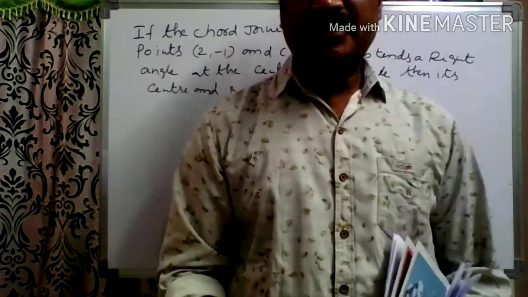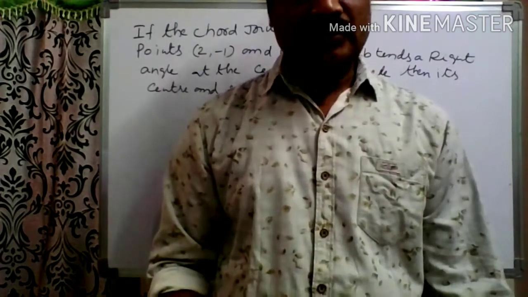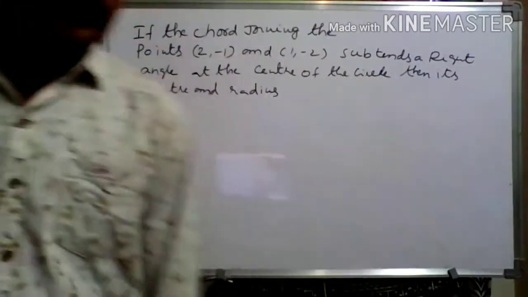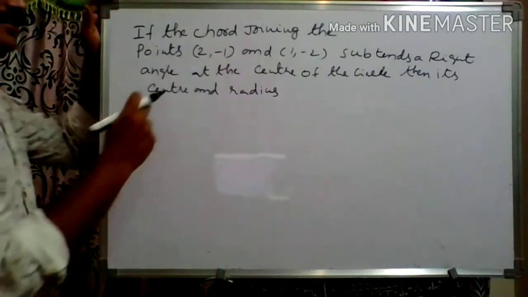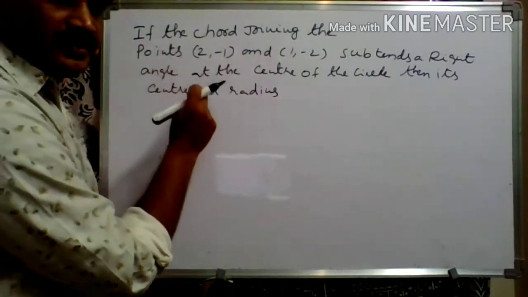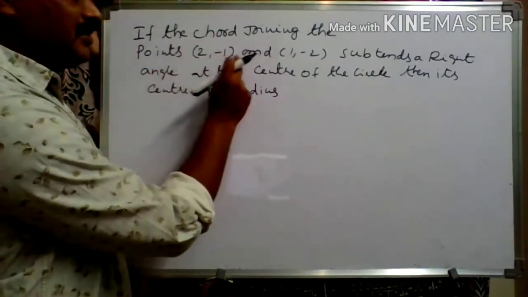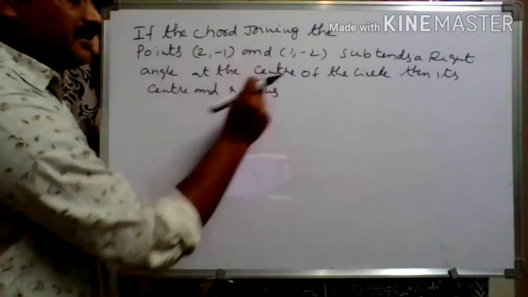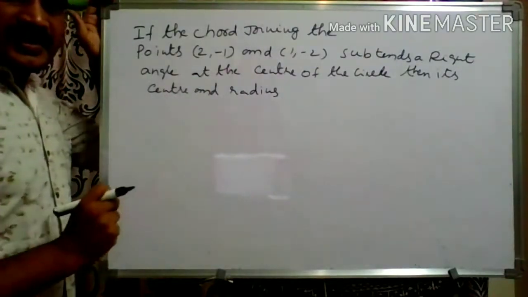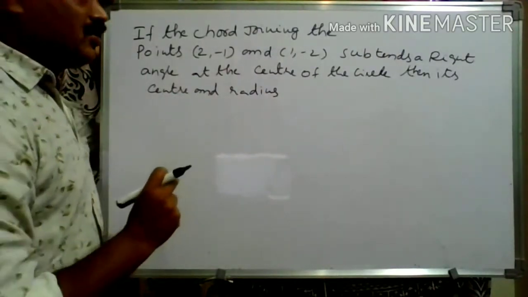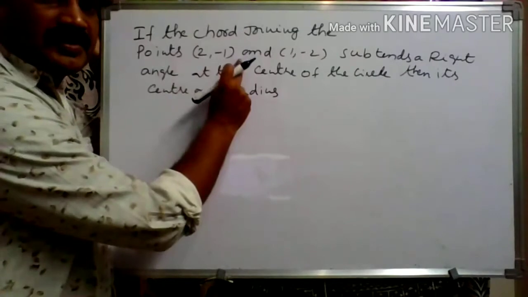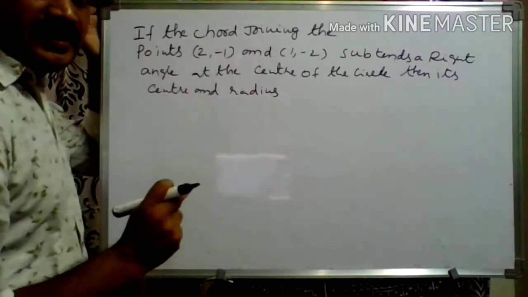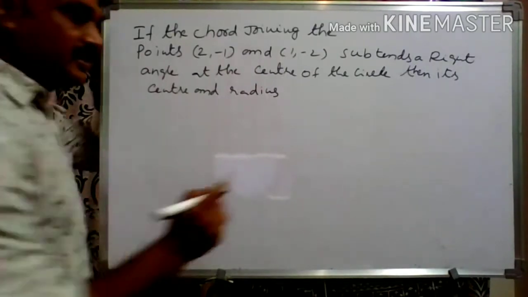So, some problems in circles. If the chord joining the points 2 comma minus 1 and 1 comma minus 2 subtends a right angle at the center of the circle, then find its center and radius.